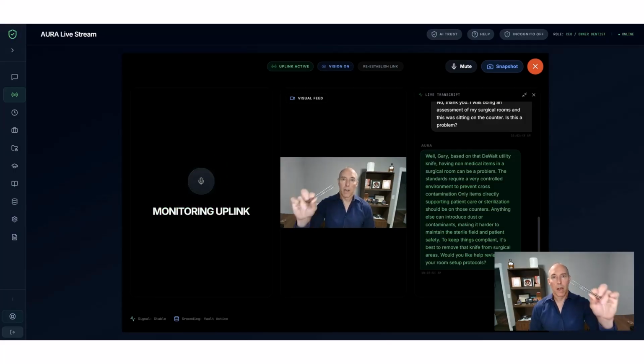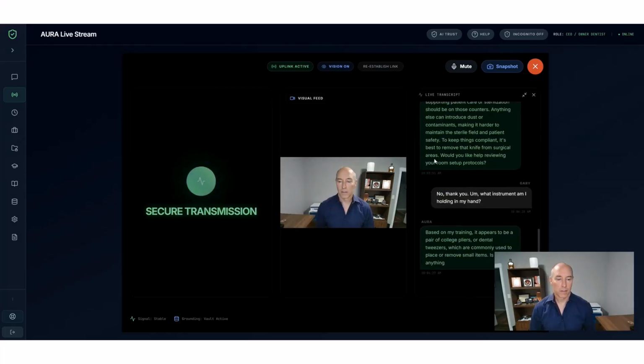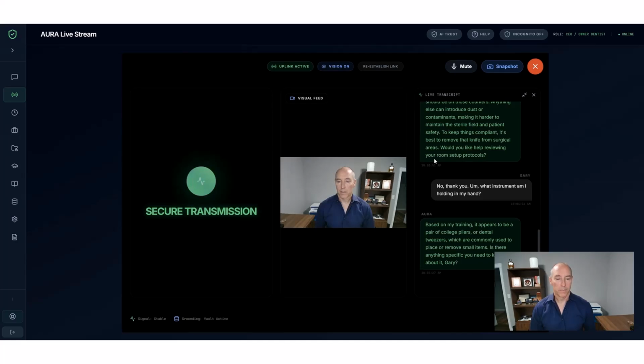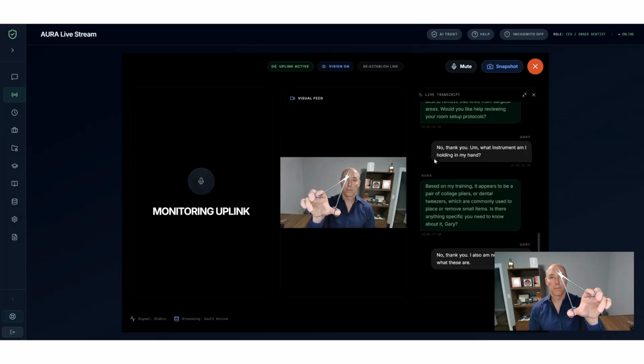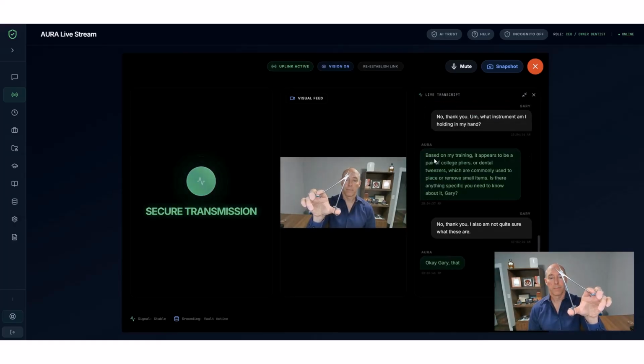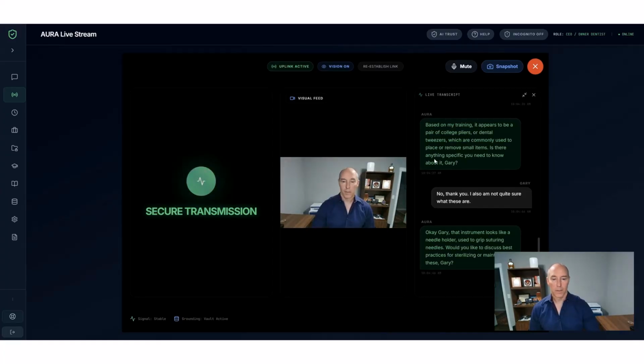No, thank you. What instrument am I holding in my hand? Based on my training, it appears to be a pair of college pliers or dental tweezers, which are commonly used to place or remove small items. Is there anything specific you need to know about it, Gary? No, thank you. I also am not quite sure what these are. Okay, Gary, that instrument looks like a needle holder used to grip suturing needles. Would you like to discuss best practices for sterilizing or maintaining these, Gary? No, I think I'm good.